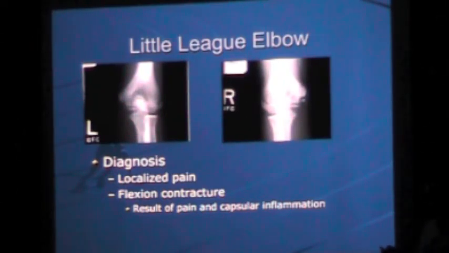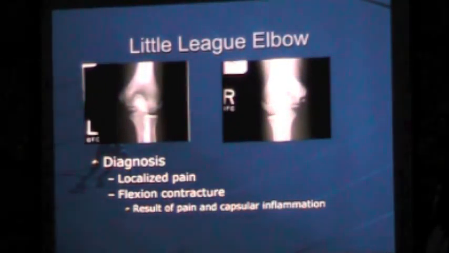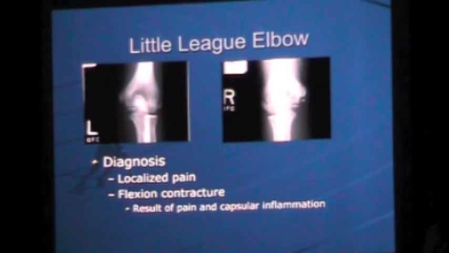Localized pain. A lot of times the patient presents with a flexion contracture, like an inability to fully extend the elbow. And that's usually due to capsular inflammation. Don't get too worried. A lot of times this will actually get better on its own. But you've got to shut these kids down, and you've got to explain to the parents that they have to stop throwing. You've got to stop going out there and playing baseball 10 days a week, 7 days a week.